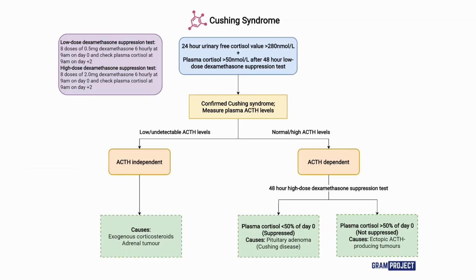So this is a summary. If you suspect Cushing syndrome, you confirm with the low dose test. In all cases, it's going to come out abnormal. I still need to know why. Measure ACTH, independent or dependent, and differentiate by the high dose dexamethasone.